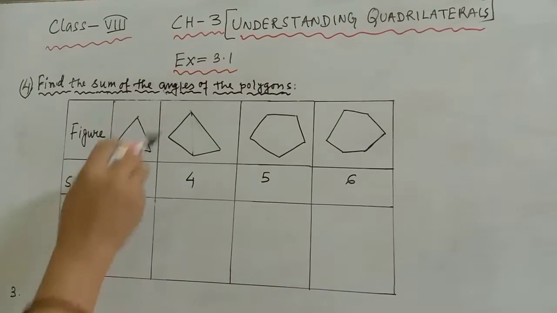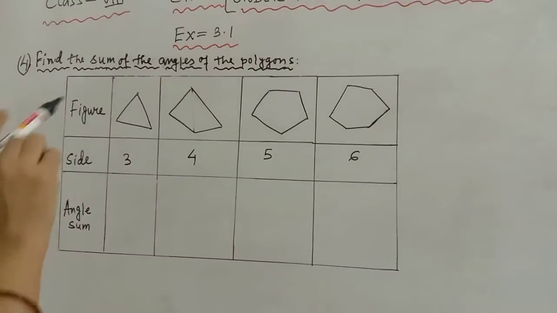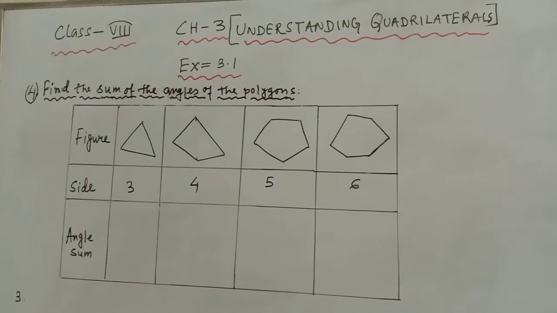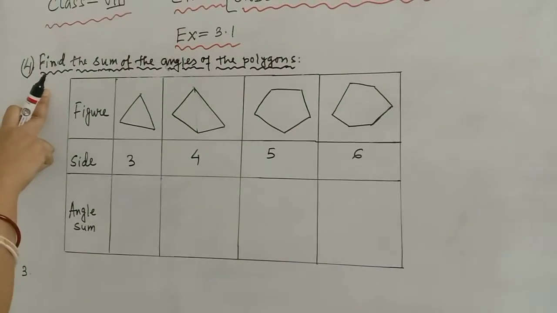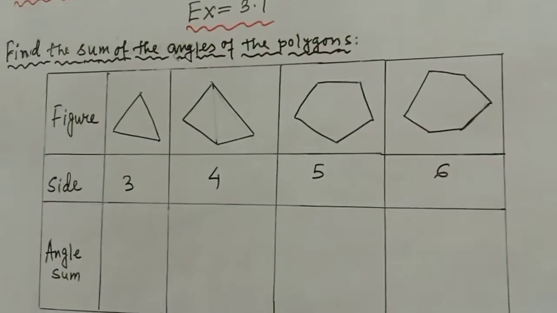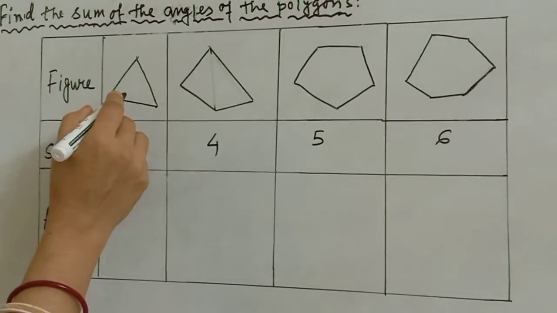Today we will do exercise 3.1, question number 4 and 3. Chapter 3, Understanding Quadrilaterals. In this, question number 4 we will do first. In question number 4, find the sum of the angles of the polygons. Figure number 1, it is a triangle.